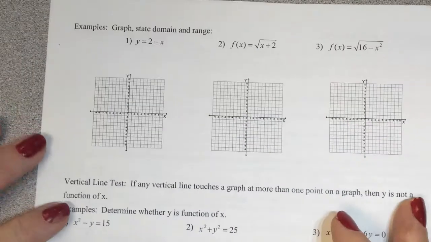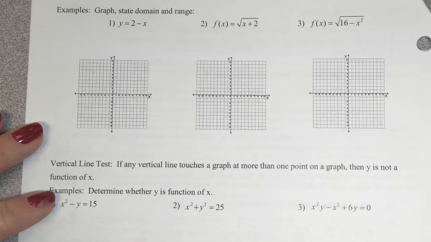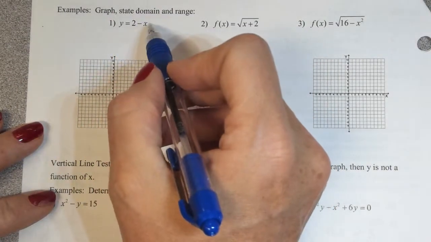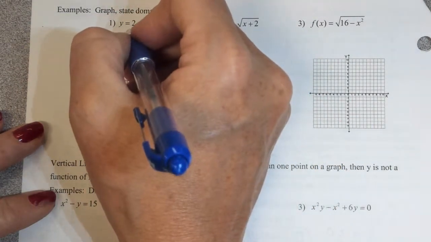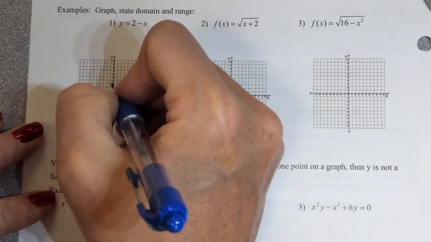All right, let's go over here now. We're going to graph these. We would like to try not to use the graphing calculator unless it's absolutely necessary. First one, pretty straightforward. Y equals 2 minus x. Everybody should know that my y-intercept would be 2, and my slope is negative 1.